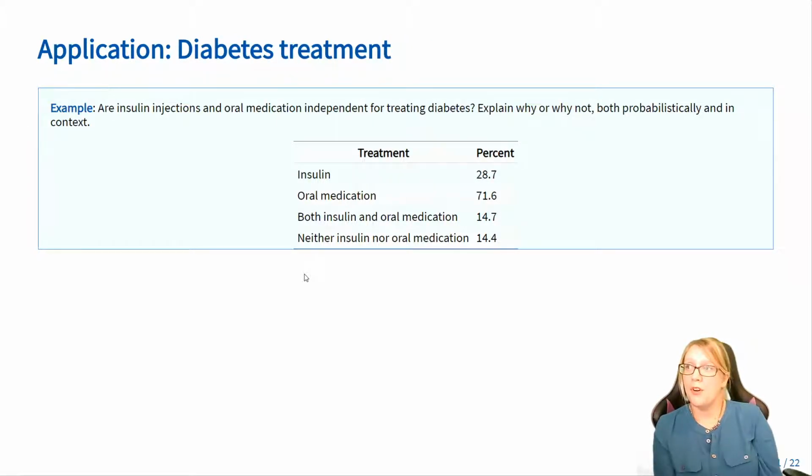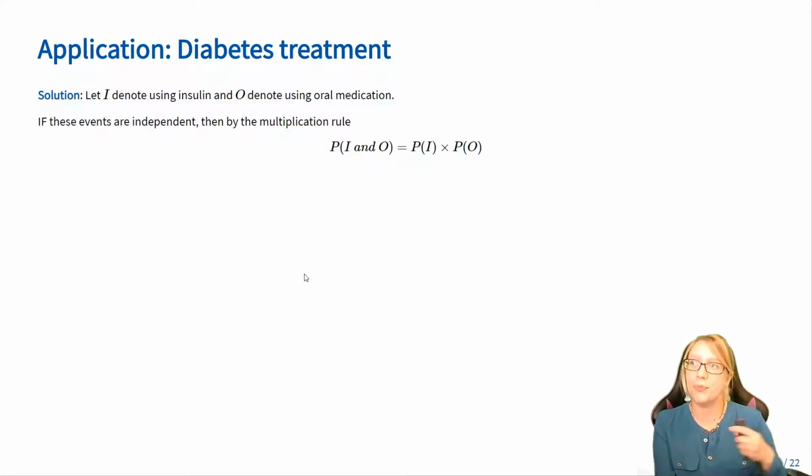Next example, are insulin injections and oral medication independent for treating diabetes? Let's try to use the multiplication rule to find out. So if these are independent events, then the probability that a patient uses insulin and oral medication should be the probability that they use insulin times the probability that they use oral medication. The probability of insulin and oral medication, as given in the table, is 0.147 or 14.7%.